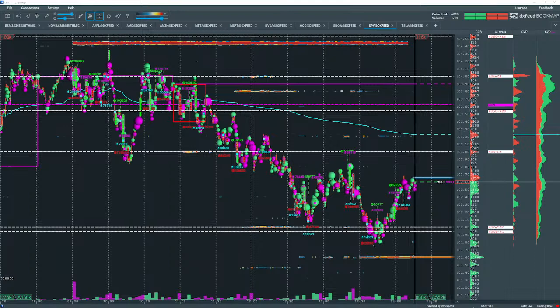And just looking at this in terms of SPY, the 404 level was in play as a resistance, and now here's the 402 level acting as support.